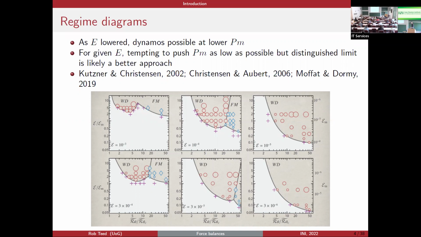So there's a temptation, of course, because the Ekman number and the magnetic Prandtl number are both small in the Earth, to push them both down at the same time. But that's not necessarily the best approach. As we said, in this distinguished limit, this path in parameter space, there should be some scaling to decide. You don't want to be down here at the bottom all the time because you'll get not a very Earth-like dynamo. You want to be more up here somewhere, and then as you move down your parameters, you stay in this part of parameter space. So this distinguished limit, given the computational resources we have, is a better approach.